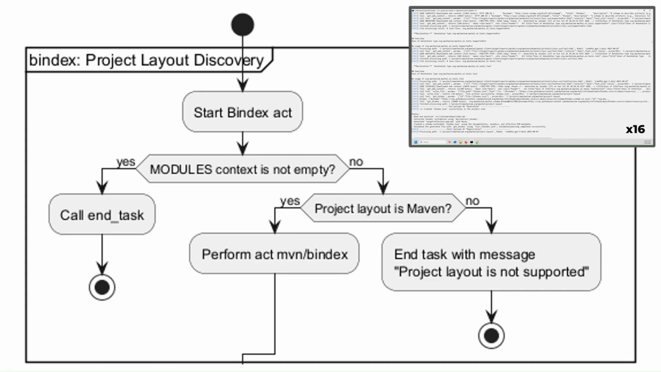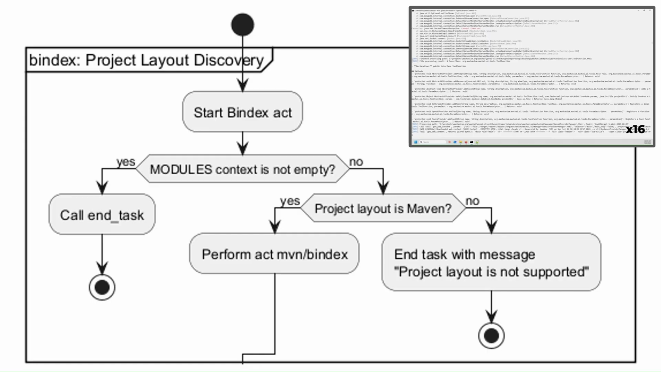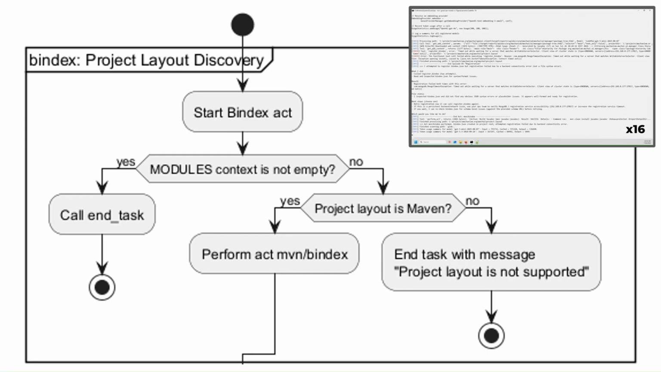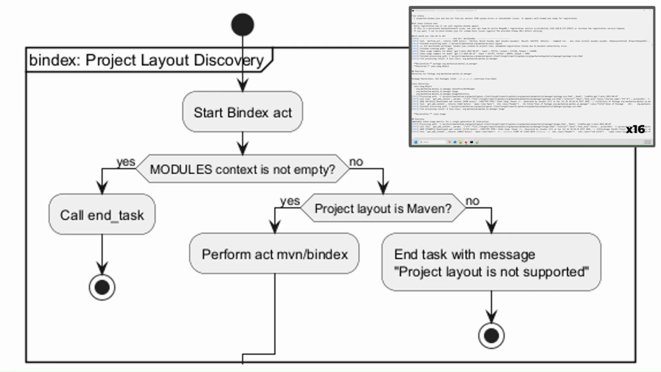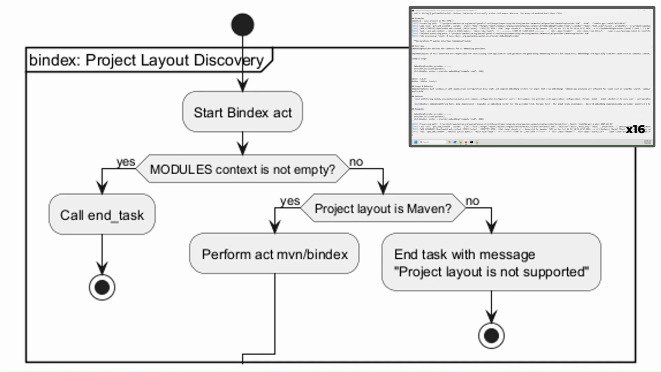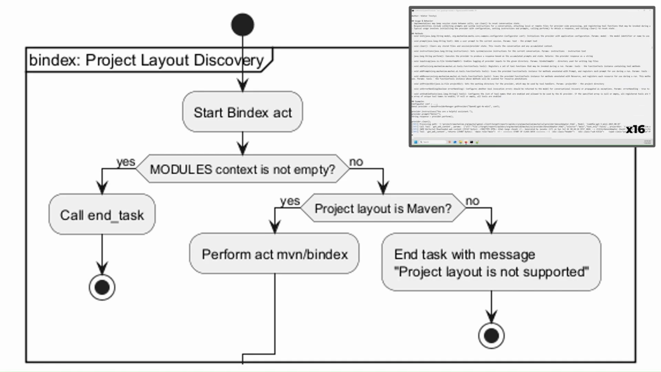As we see in the diagram, once the bindex action starts, we first check for modularity. Is the module's context populated? If yes, this is a parent project, so we invoke end_task and stop to avoid wasting resources at the root level. If it is a standalone module, we then ask, is this a Maven project?